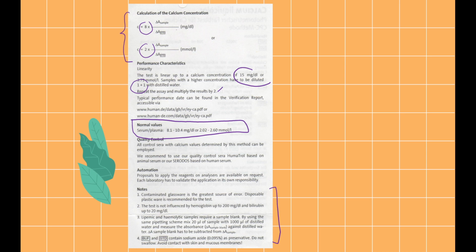Contaminated glassware is the greatest source of error. So, disposable plasticware is recommended for the test. And then, the test is not influenced by hemoglobin up to 200 mg per DL and bilirubin up to 20 mg per DL. As long as it does not reach that amount, then no problem.